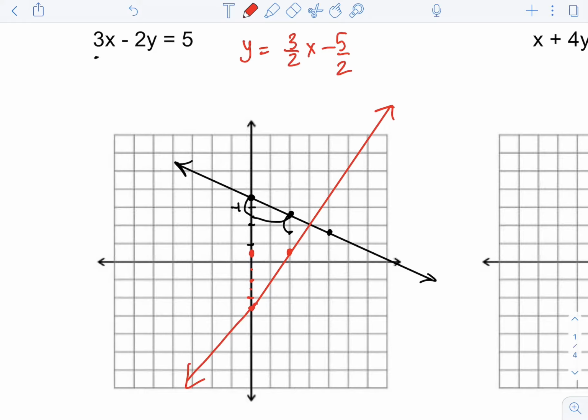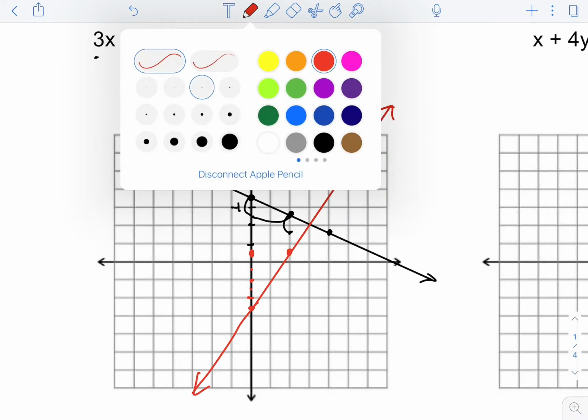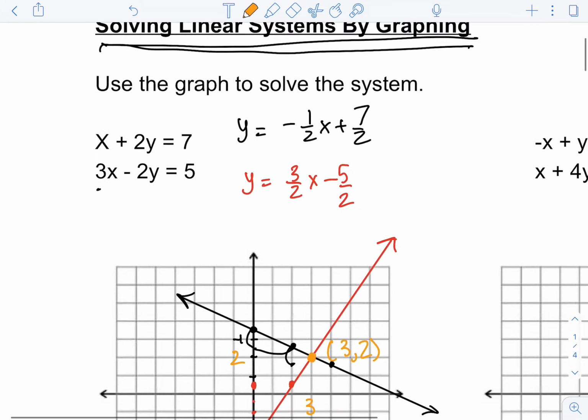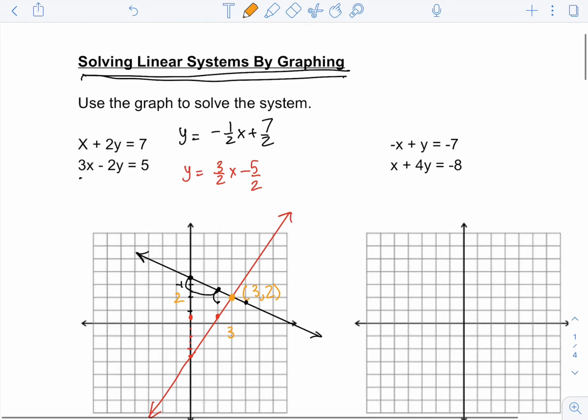So now we can see that there is an intersection that happens in between these two lines. Right over here. And what is that point? 3, 2. So what does this mean? That means that at point 3, 2, it solves this equation and it solves this equation. And when a point solves both equations, it means that it solves the system.